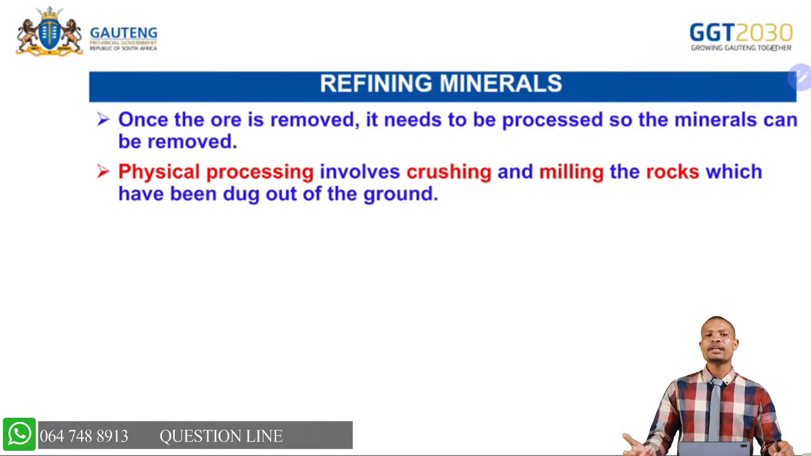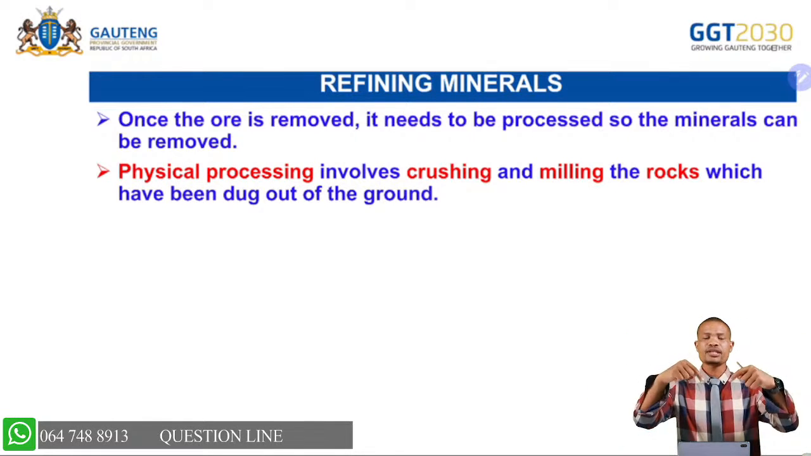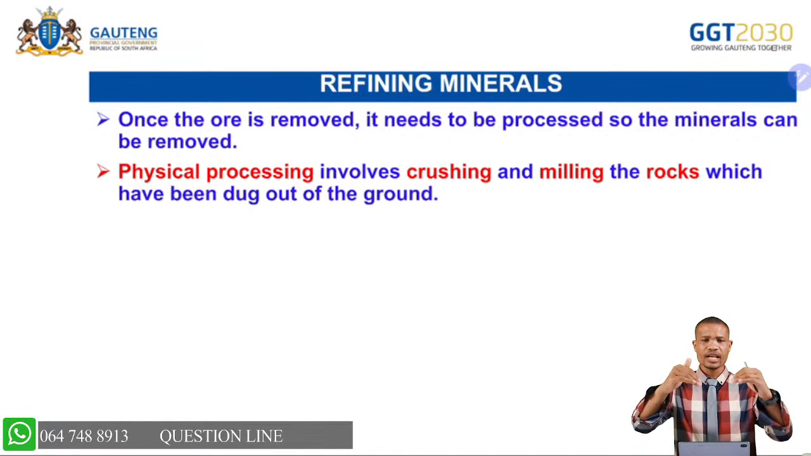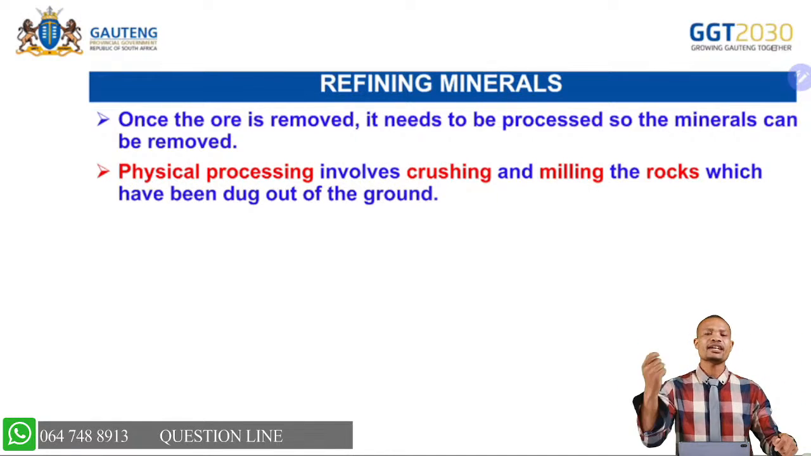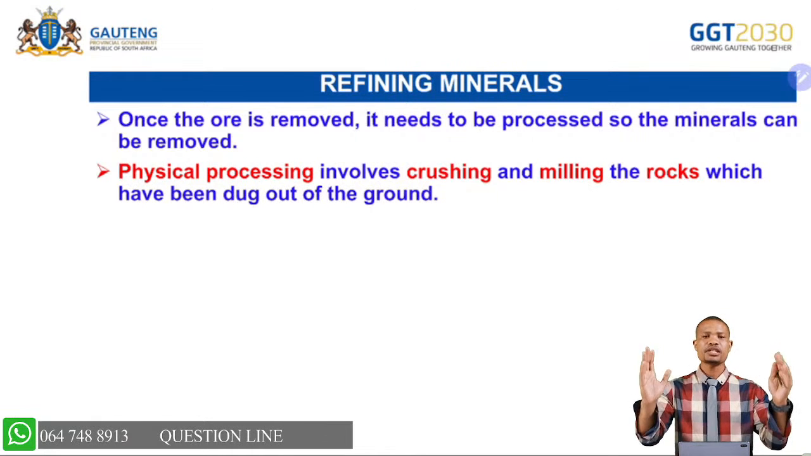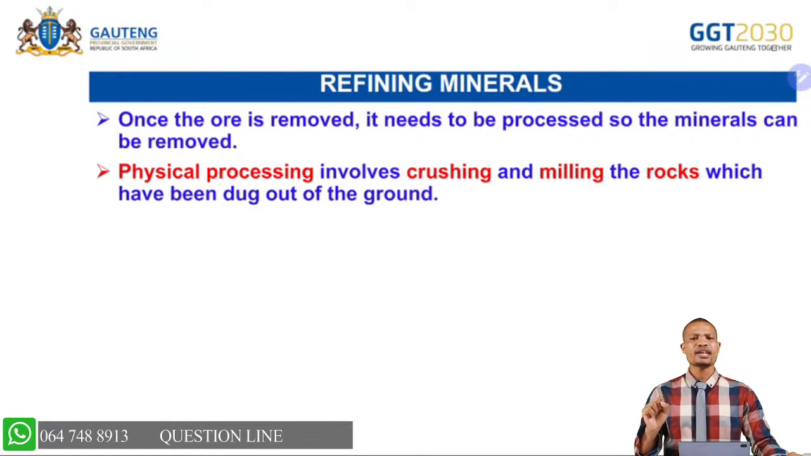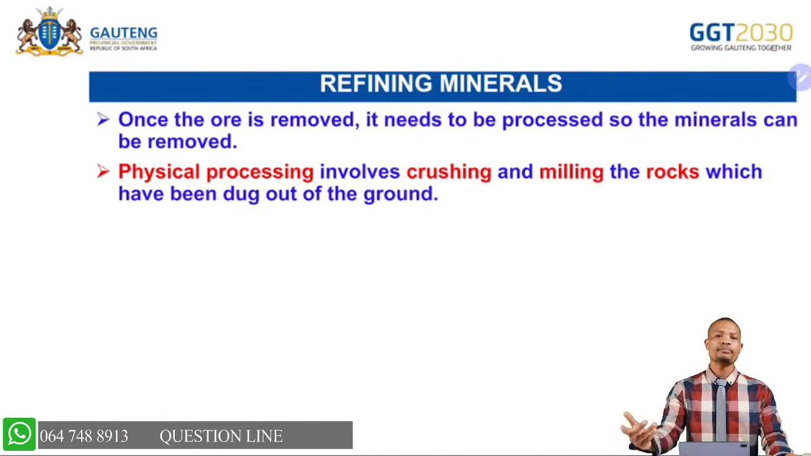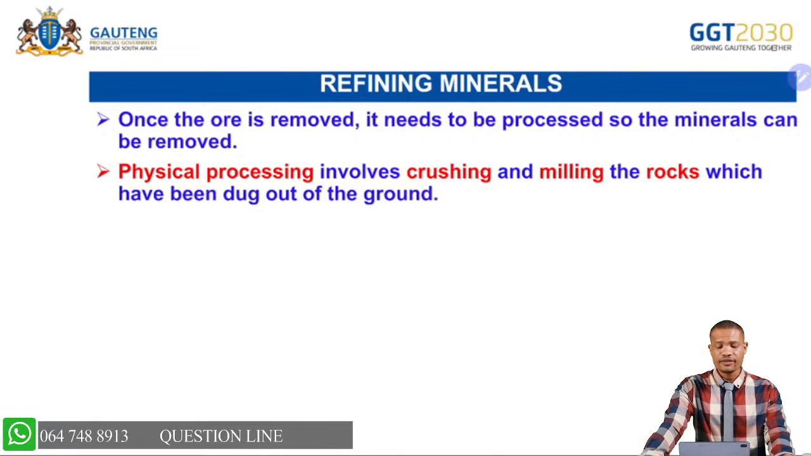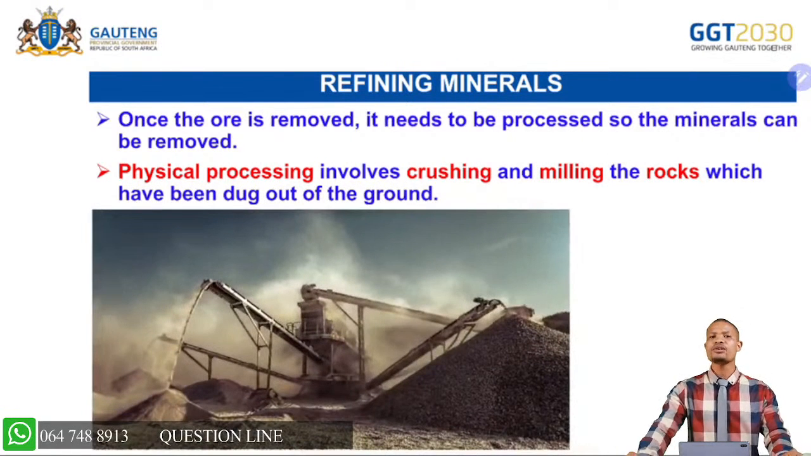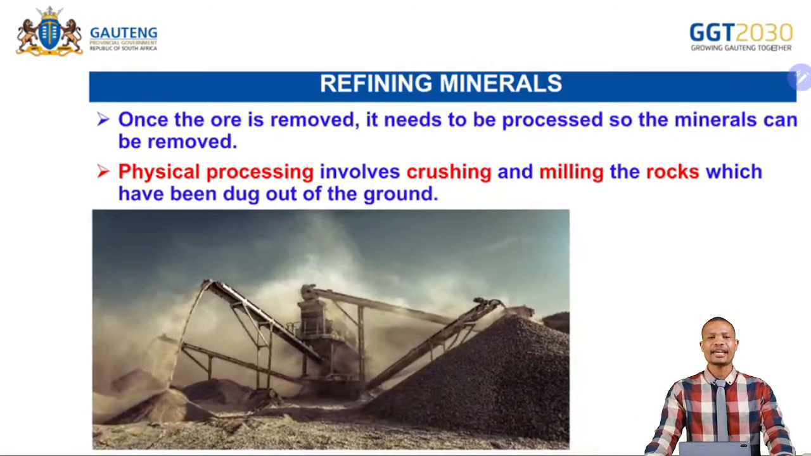So in crushing and milling, we use heavy machinery. There's an input where we put the ore, and there's a crusher inside this machine that crushes the ore into smaller pieces, okay? An example of such a crusher is known as a jaw crusher. It takes the ore and then it breaks it into smaller pieces, okay? That's milling and crushing, okay? The rocks which have been dug from the ground.